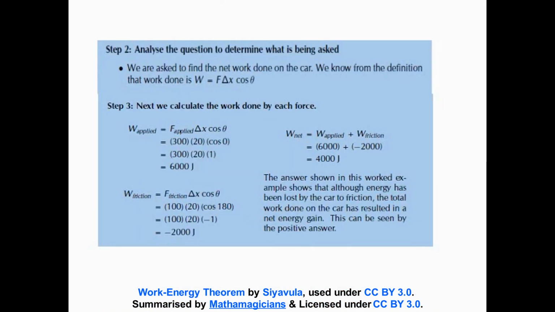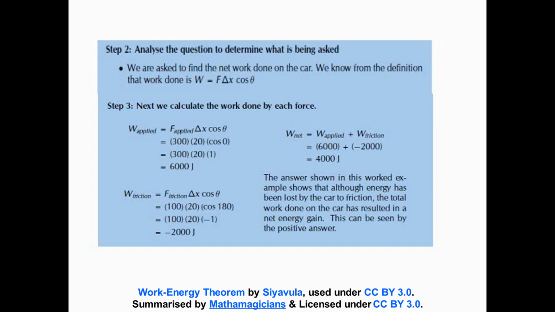Step 2. We analyze the question. So we are asked to find the net work done on the car. So we know the work formula is W equals F delta x cos theta. Now, we calculate the work done by the force applied first, which is 300 times 20 times cos of 0, because delta x is in the same direction of motion as the applied force. Then cos 0 is 1, times 300 times 20, and the work done by the force applied in total is 6,000 joules.